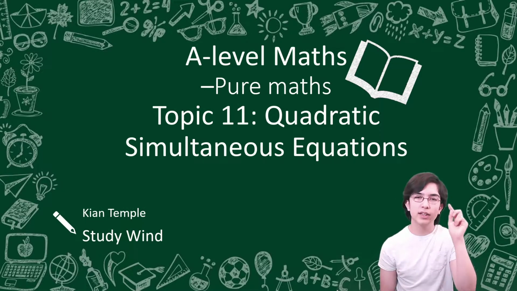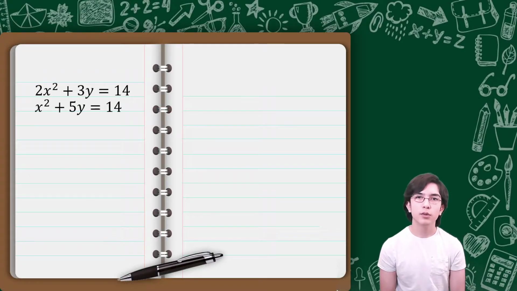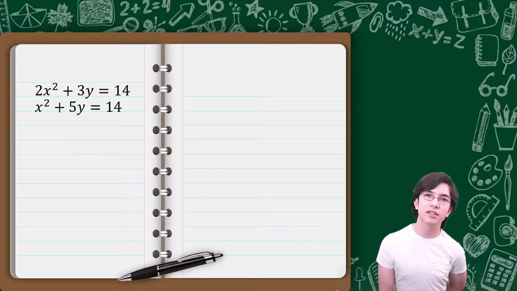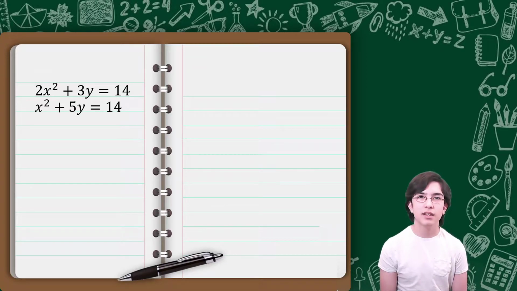Today we will be looking at quadratic simultaneous equations. So quadratic simultaneous equations, just like normal simultaneous equations, can be either simple or complex. With a simple quadratic simultaneous equation, all you'll have to do is either use substitution or subtraction. So here we'll be using subtraction.